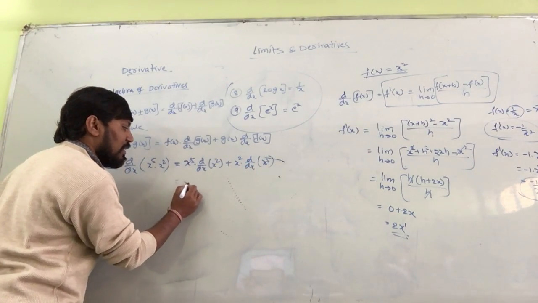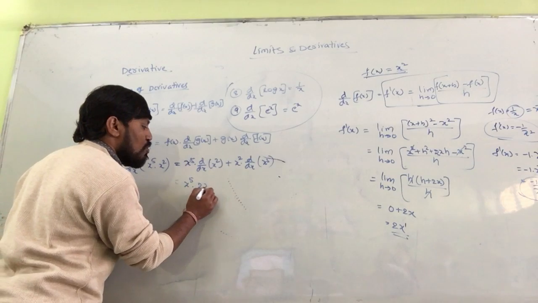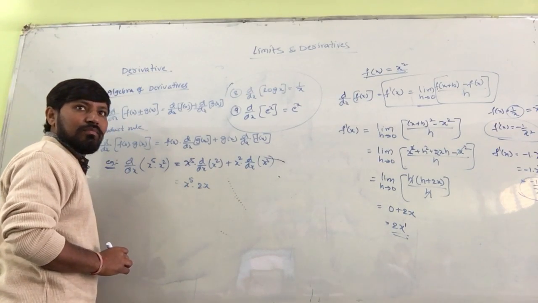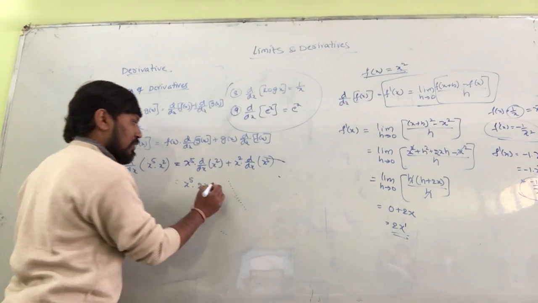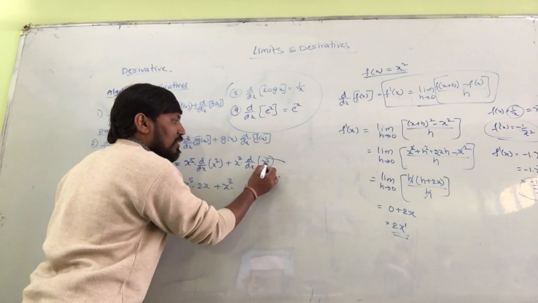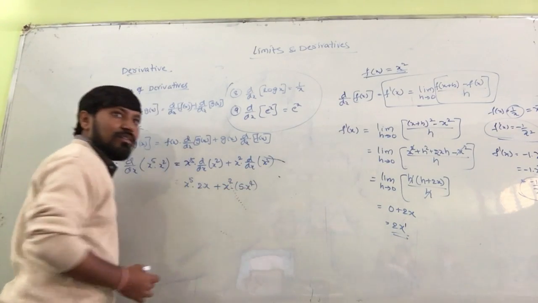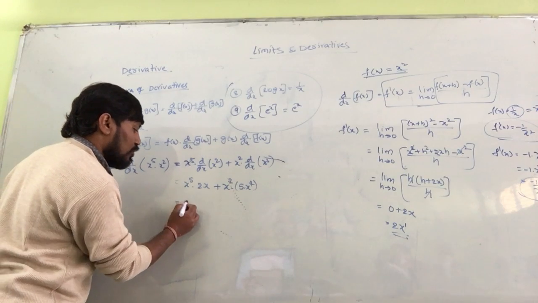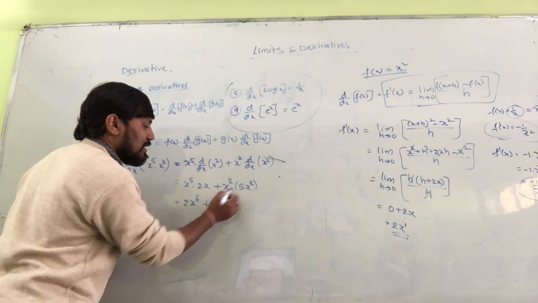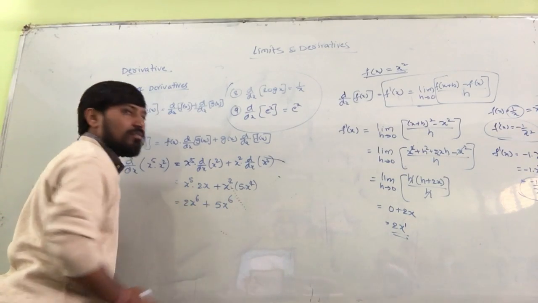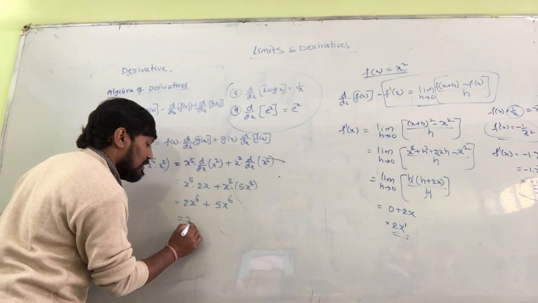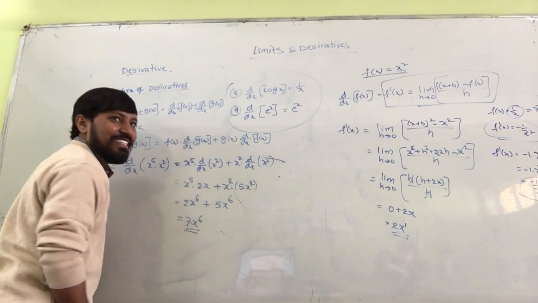So what do you get here? x to the power of 5 into 2x, this is 2x now. Yes, x to the power of 2, the derivative of this function is 5x to the power of 4. So what do you get here? 2x power 6 plus 5x power 6, total again 7 into x power 6.